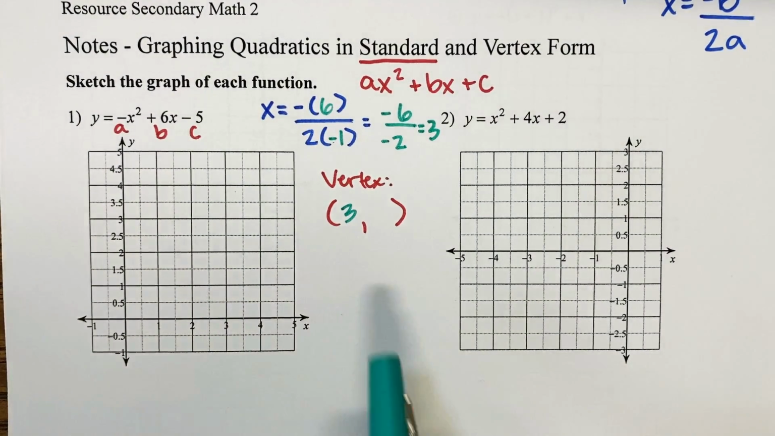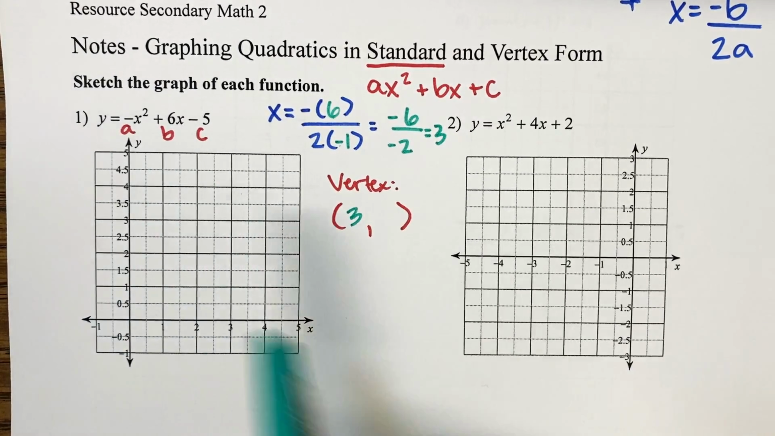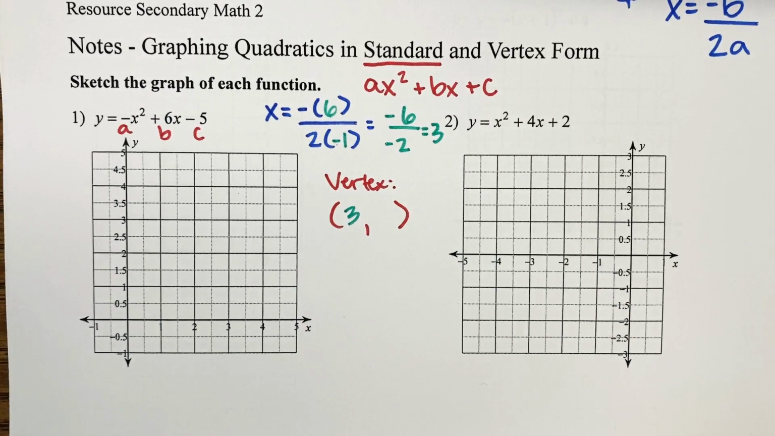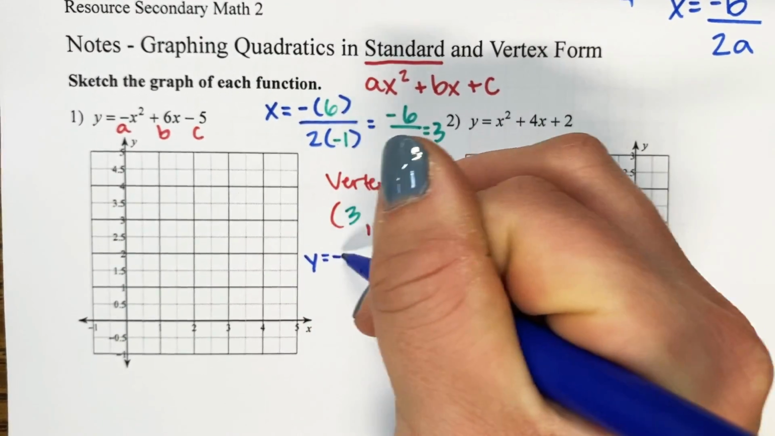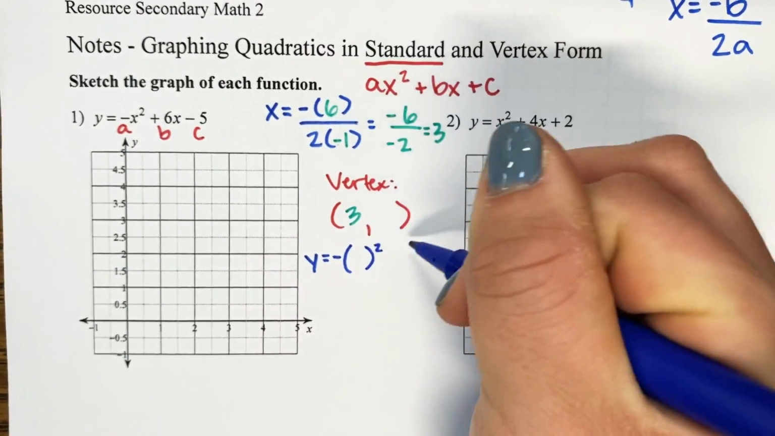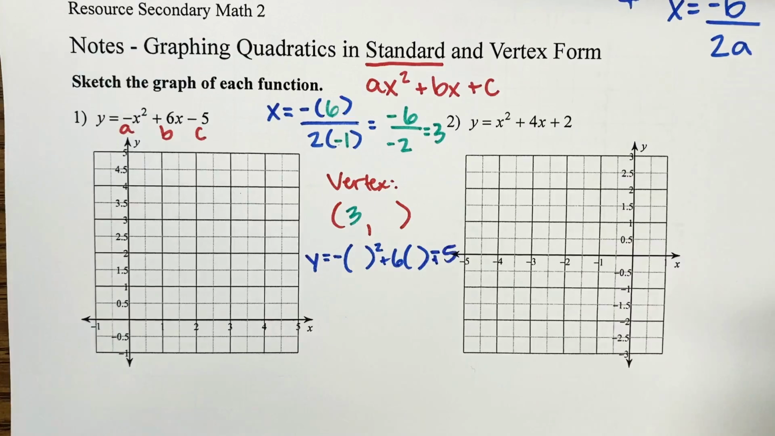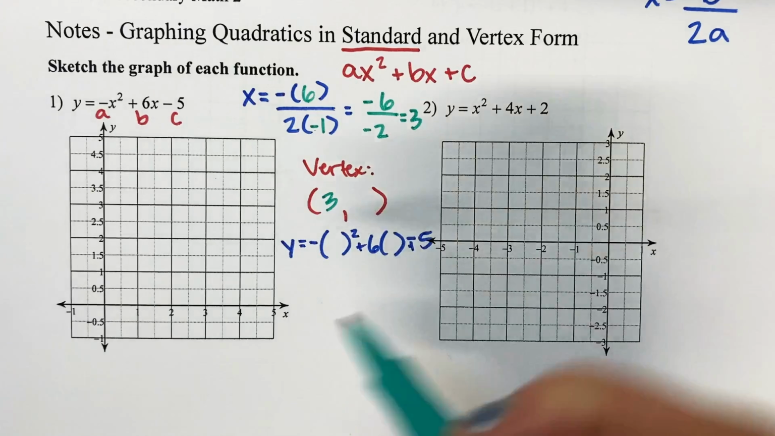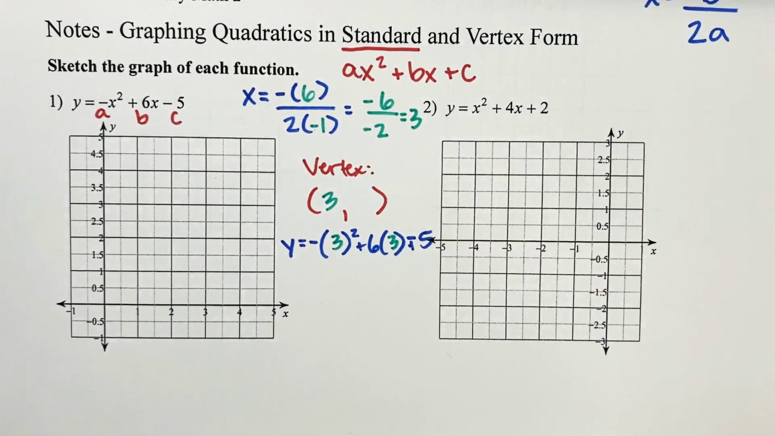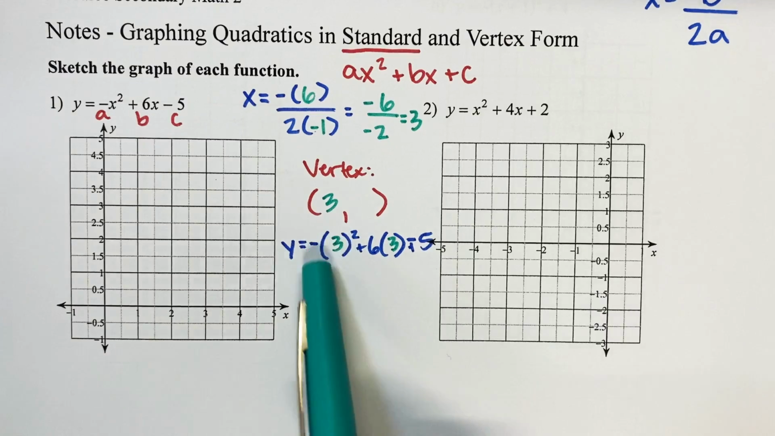In order to find the y, we take the x that we found and plug it into our equation. Everywhere we see an x, we're going to plug in 3. So I have y equals negative x squared plus 6 times x, minus 5. Sorry, almost wrote an add. Everywhere I see an x, I'm going to plug in positive 3.